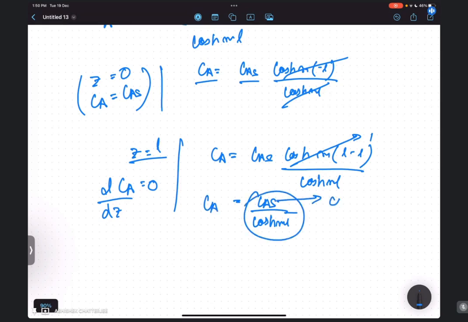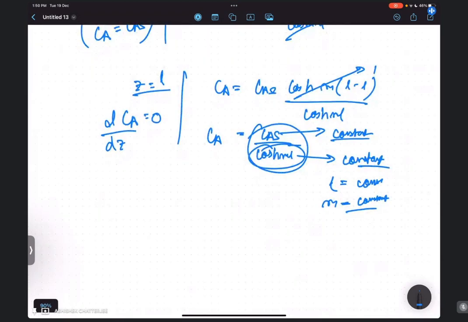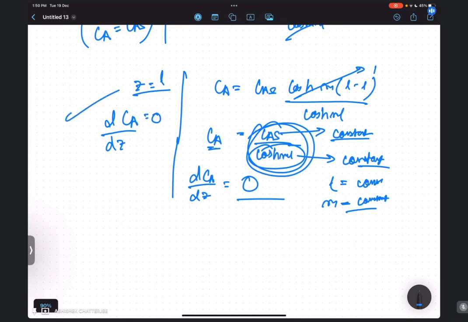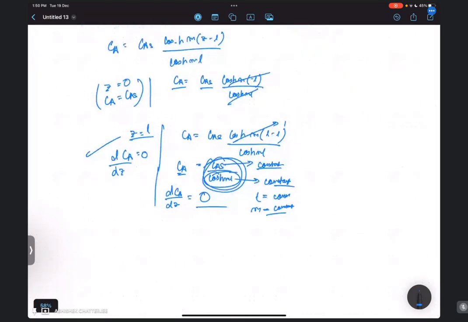Now this CAS is also constant, and this cosh mL is also constant, because L is constant and this m is also constant। ये L और M दोनों कांस्टेंट है, तो फिर CAS भी कांस्टेंट है, वो तो सरफेस पे कंसेंट्रेशन है, और cosh ml ये भी कांस्टेंट हो जाएगा, तो ये CA एक कांस्टेंट के बराबर हो जाएगा, और derivative of a constant is equal to 0। So this condition is also verified. यहाँ तक क्लियर है?